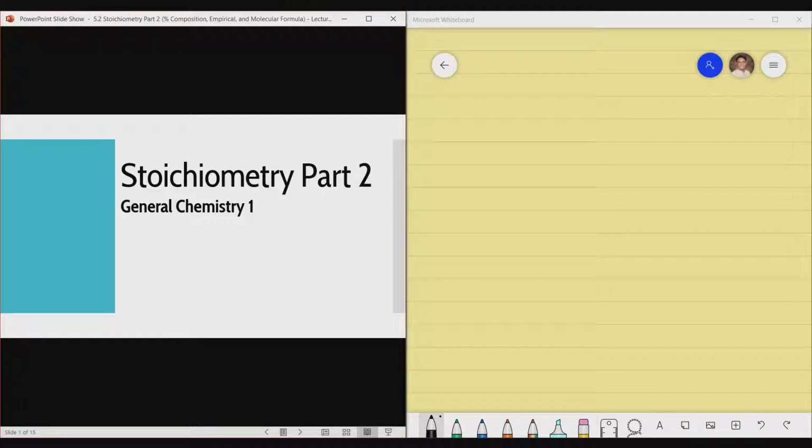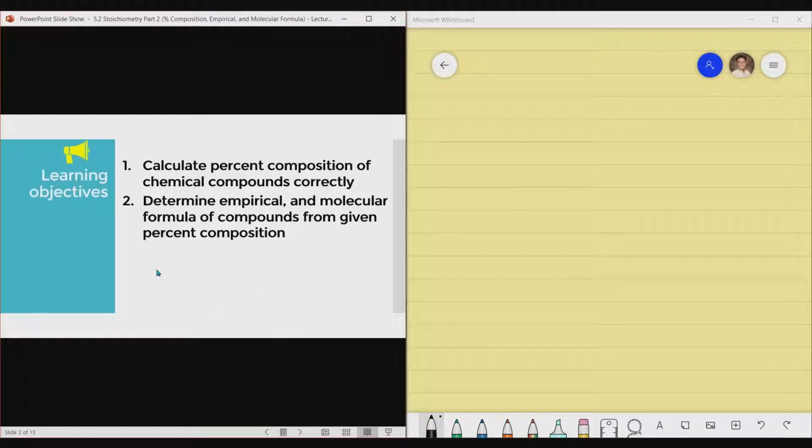Hello everyone, for this lecture video, I'll be discussing the second installment on the topic stoichiometry. The following are the objectives. We need to calculate percent composition of chemical compounds correctly, and second, to determine empirical and molecular formula of compounds from given percent composition.